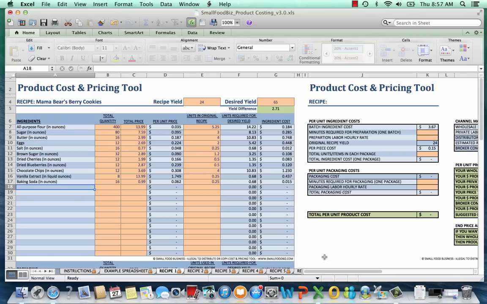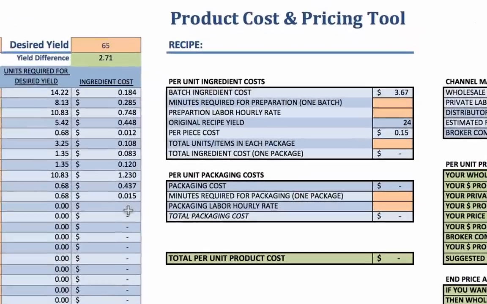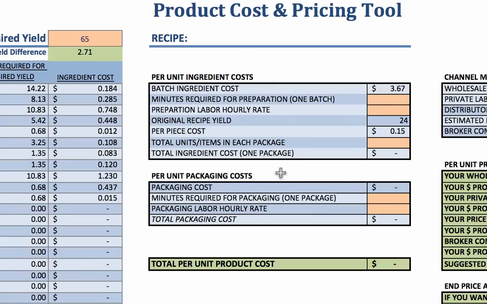Okay, so as you can see here, we have all the ingredients inputted into the spreadsheet. And if you have extra spaces below your ingredients, don't worry about those. Those won't impact your calculations at all. Now you might have noticed that in filling all of these ingredients out, over here in our per ingredient unit costs, some of these numbers have changed a little bit. So we're going to work through these per ingredient unit costs first, and then we're going to take a look at the packaging component of your recipe.